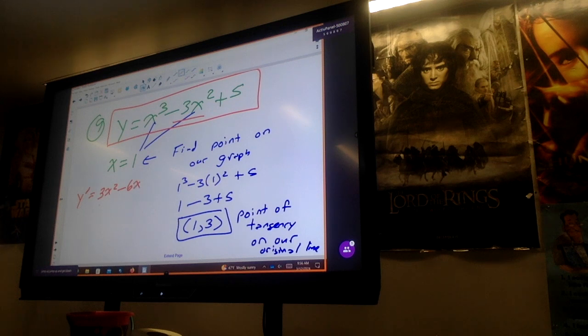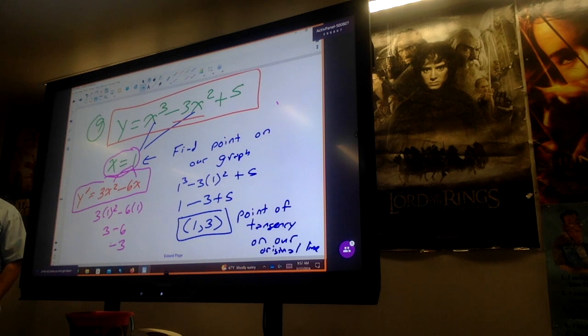Okay, so this is the derivative. How do I find the slope now? How do I find the slope when I have the derivative and I have an x value that's given? Anybody? You plug the 1 in? Yeah, 1 goes there and there. So I get 3 times 1 squared, minus 6 times 1. That gives me 3 minus 6, which is negative 3. So this is my slope.